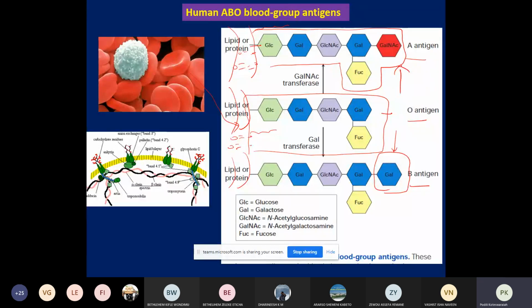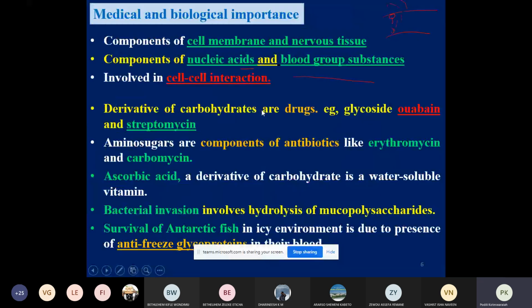So you can see here, all these blood group substances differ from one another only because of the minute variation in the sugar residues present on the surface of the red blood cell membrane. So these carbohydrates are involved in the formation of the blood group substances.